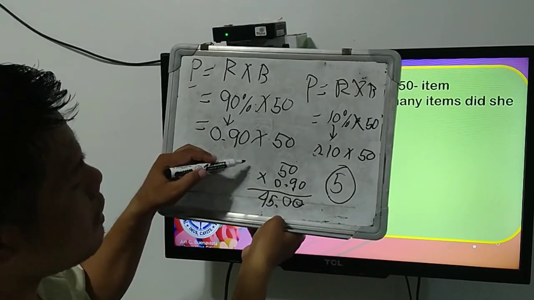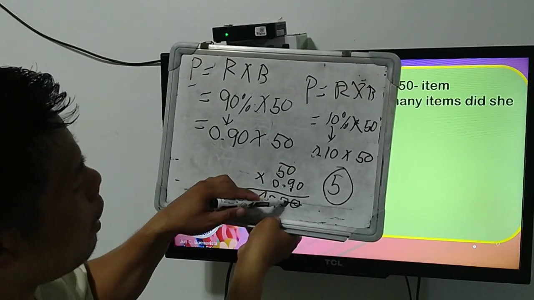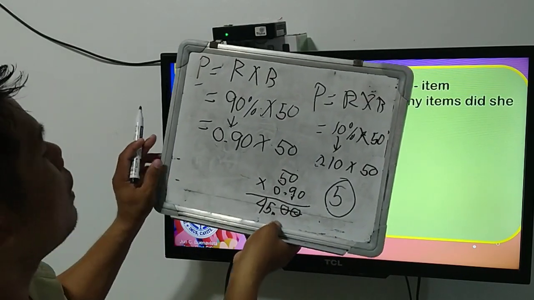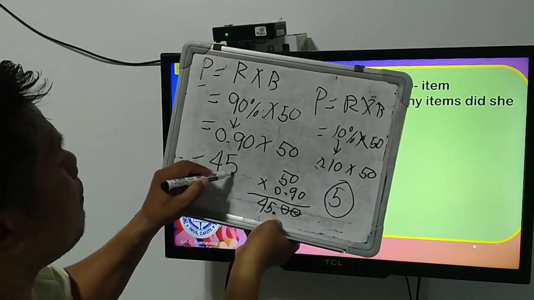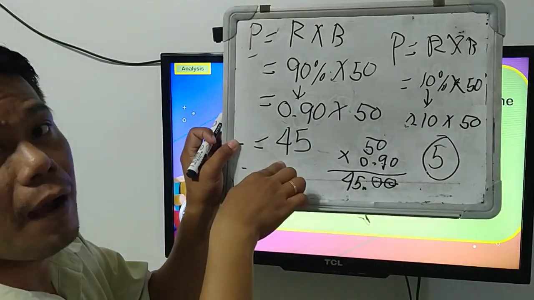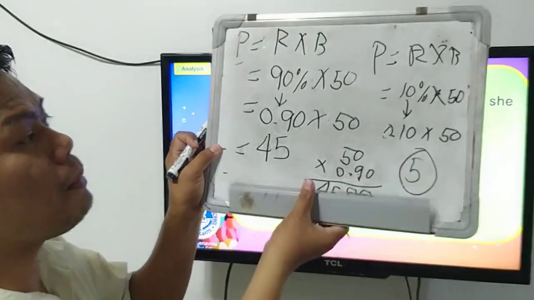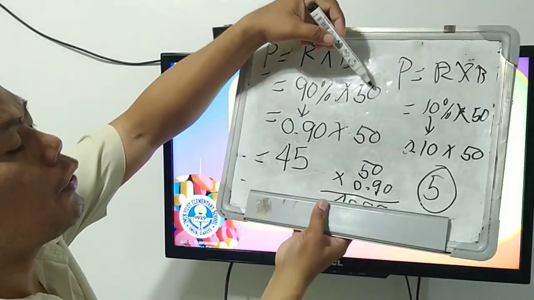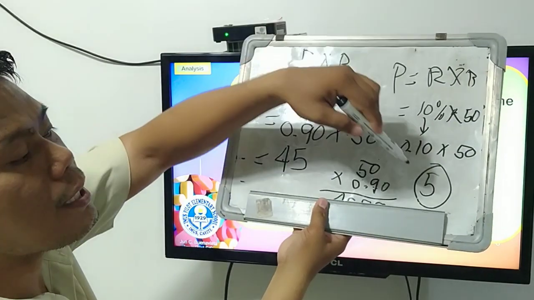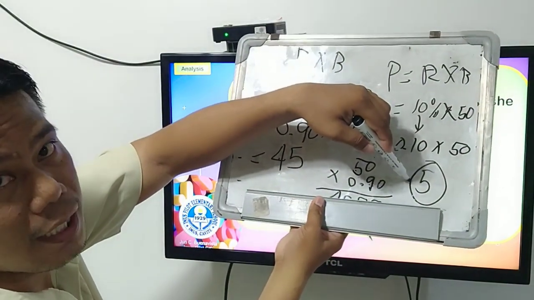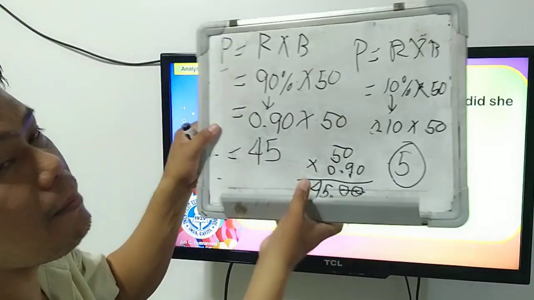Count the number of decimal places. We have 1, 2, so this is 45. So the equivalent for 90% is 45 items. So this is his correct score, 45 items. So we subtract 45 from 50. 50 minus 45 equals 5 points. Did you get it? It's the same, you are going to subtract.